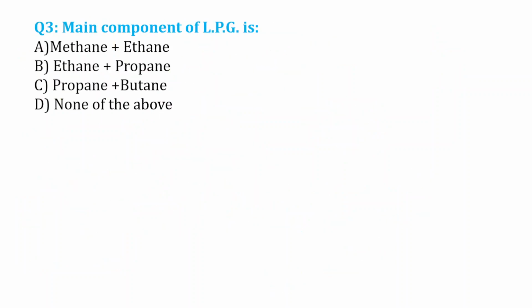Let's move on to the next question. Main component of LPG. Liquid petroleum gas is what is shortly called LPG, and this LPG is generally obtained from natural gas, as we are all aware. You can remember methane, ethane, propane, butane. Based on the hydrocarbons, we can say it is propane and butane.